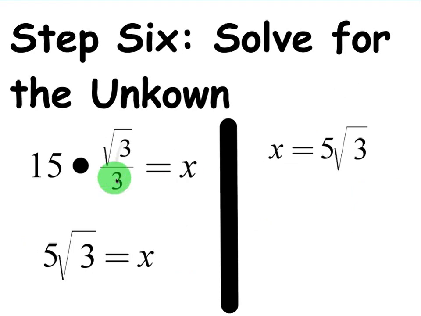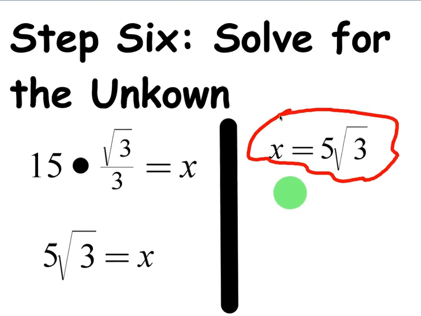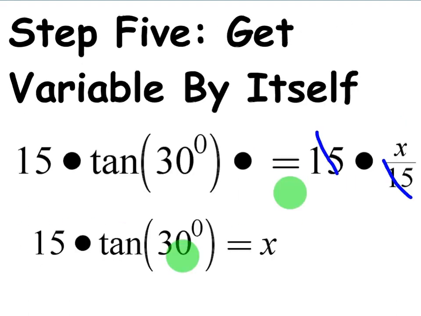And then at this point, since we have a 15 on the top and a 3 on the bottom, it cancels to 5 radical 3. So this is going to be our answer without a calculator. Okay, now I'm going to show you how to plug this into the calculator. So we have 15 tangent of 30 degrees.